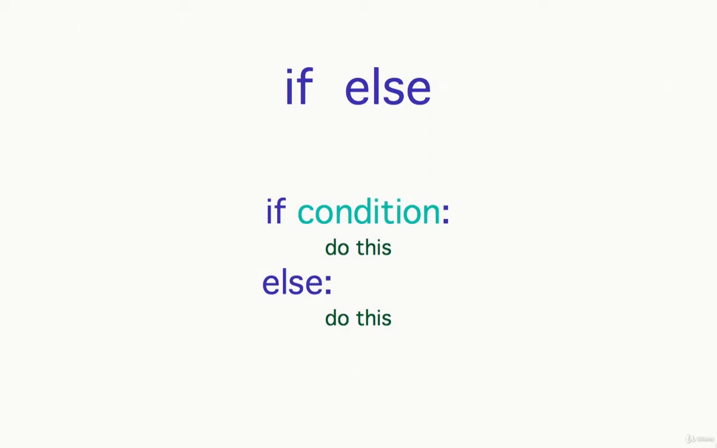If keyword is followed by a condition. If the condition is true, it executes the body of it. And if it is false, it simply executes the body of else.